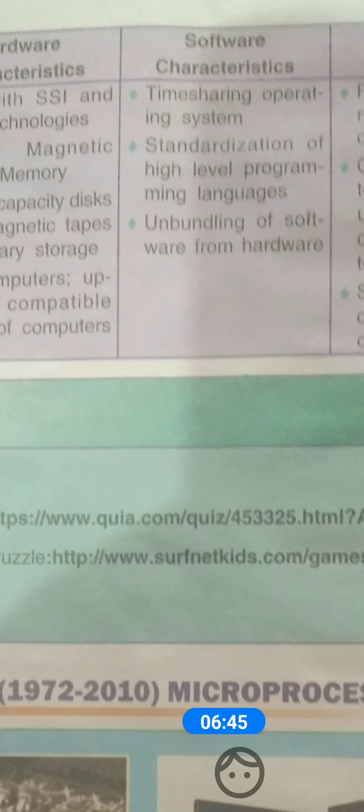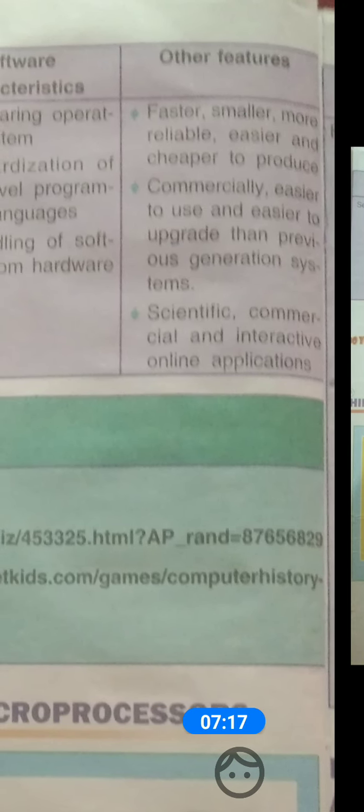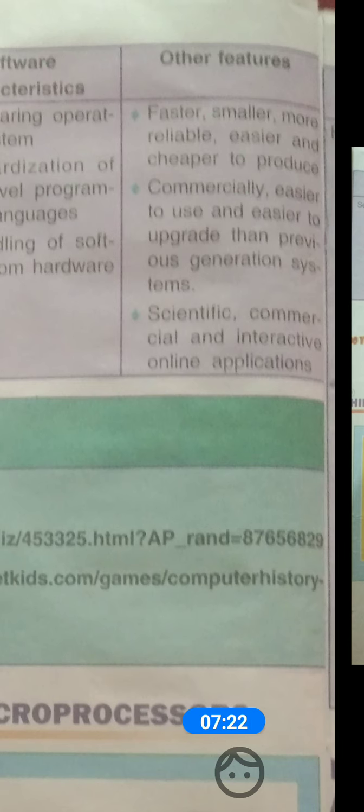Then standardization of high level programming languages. Early in the second generation high level languages were introduced, but here standardization of high level languages, such as COBOL, was done, and C was also introduced in this generation. C, Fortran and COBOL were all high level languages of this generation. Then unbundling of software from hardware. Other features of this generation: computers were faster, smaller, more reliable, and easier and cheaper to produce.